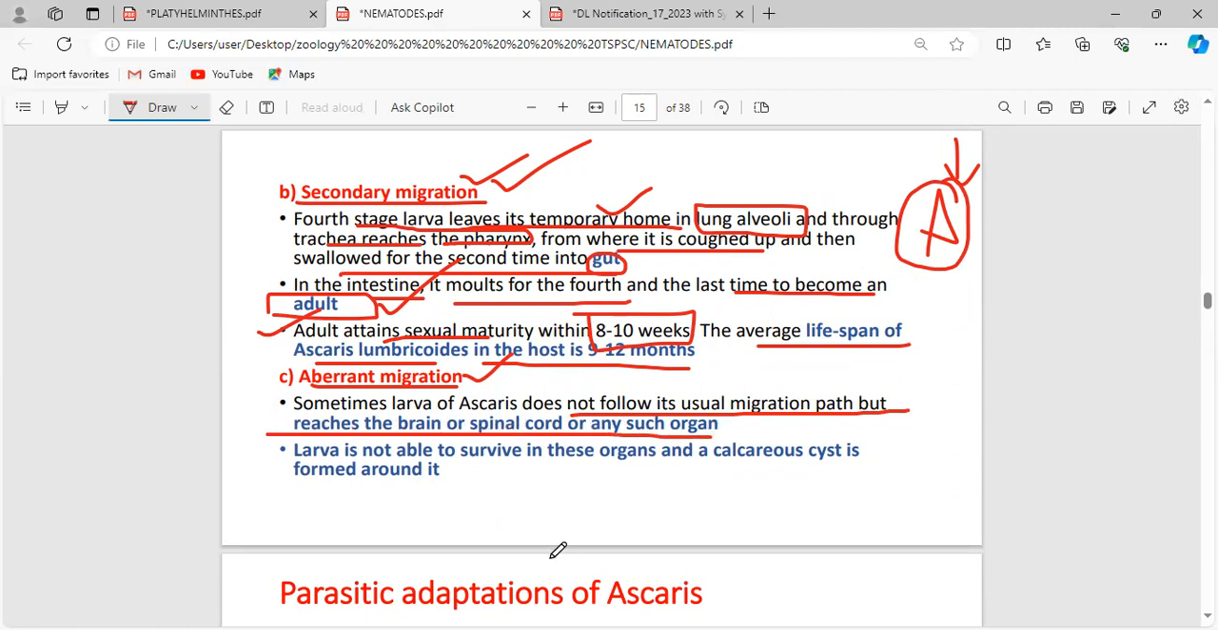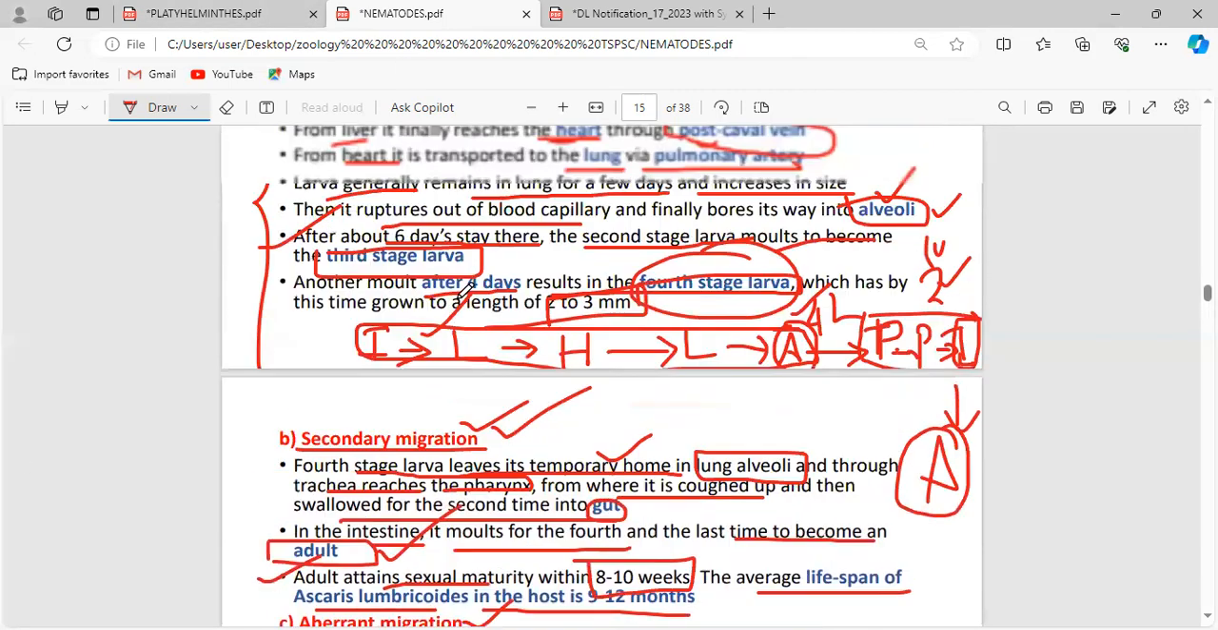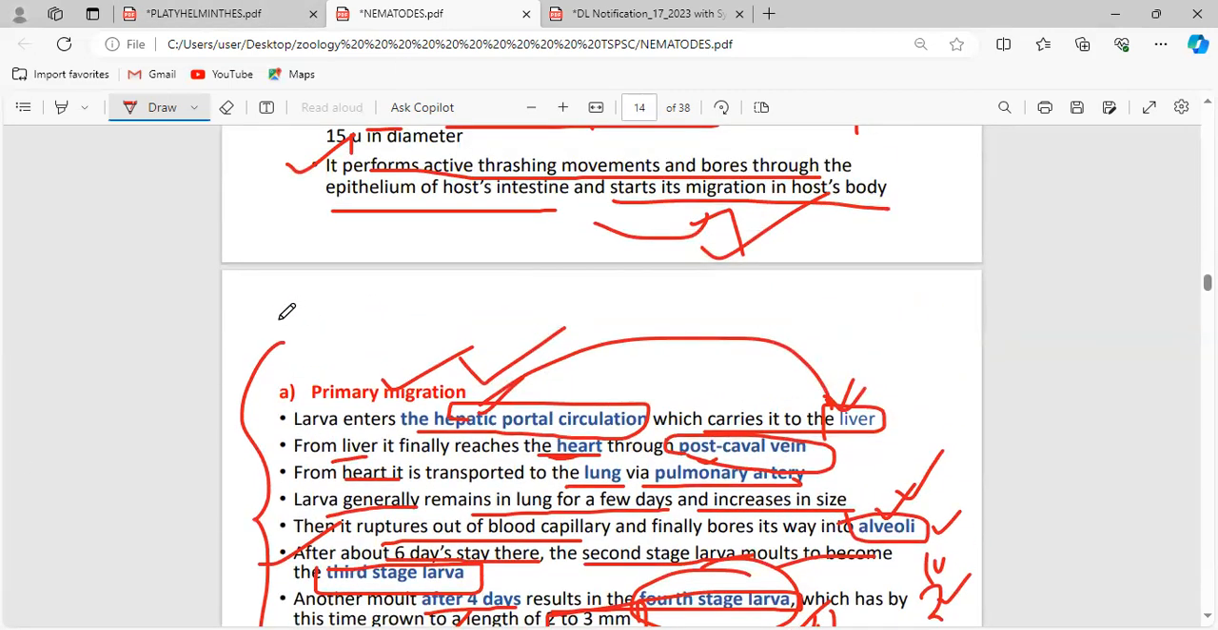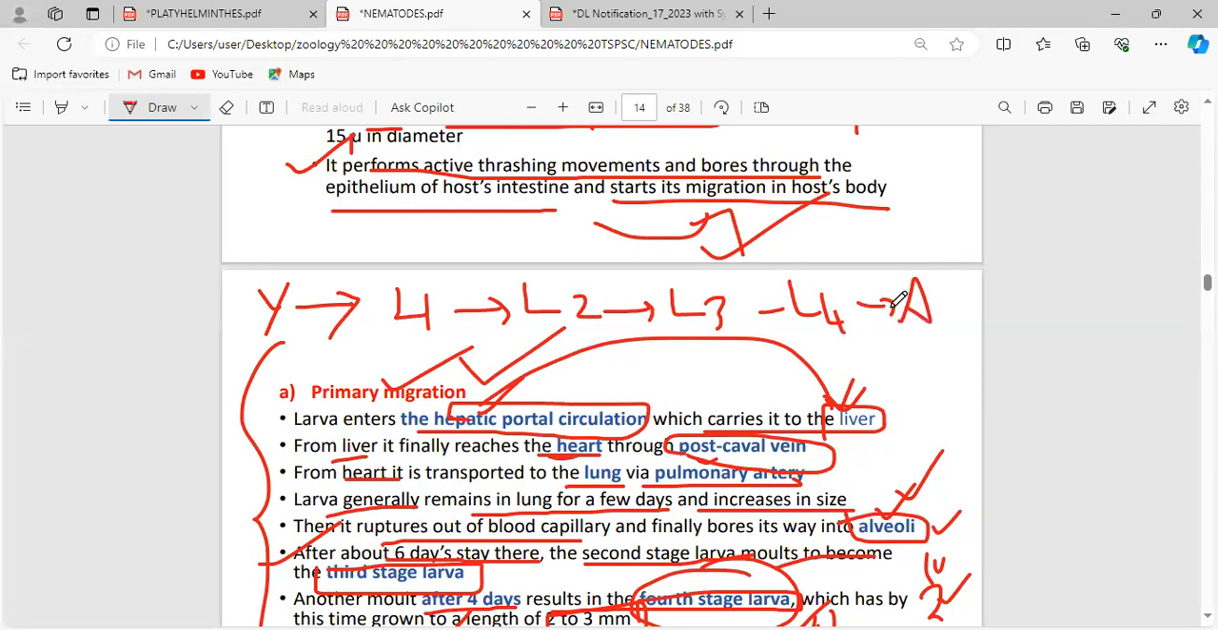Fourth larval stages means, see, I have told you these young eggs will hatch into larval stage 1, larval stage 2, larval stage 3, larval stage 4, and later they become adults. And we can compare them with miracidium, cercaria, sporocyst, redia larva. Okay, the names of the larval stages will be different.